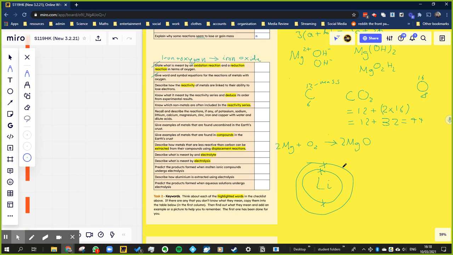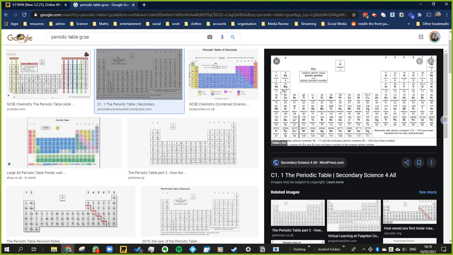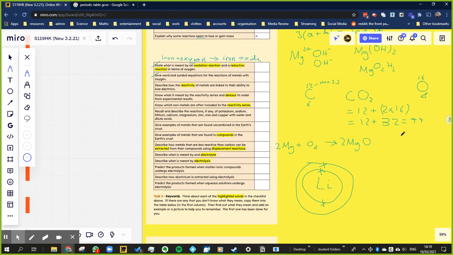Now, if we look at the next element in the same group, look at your periodic table and find lithium, which is in group 1. Can you tell me the element underneath lithium? If you go to a periodic table, you can see lithium has an atomic number of 3, and sodium has an atomic number of 11, so that's the next one. So let's draw sodium next.